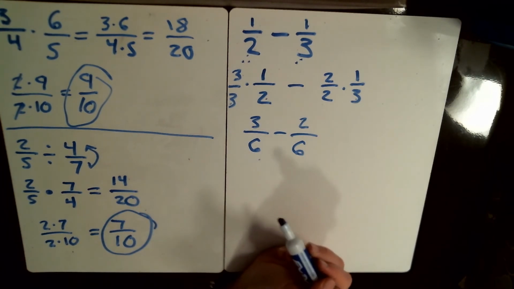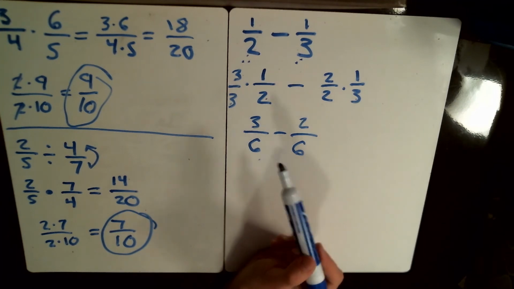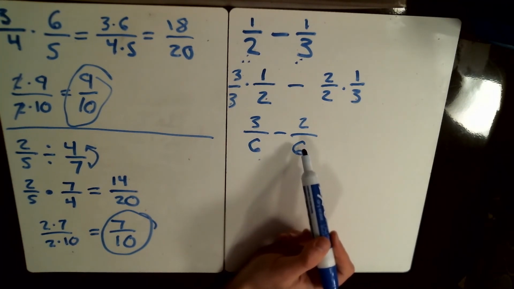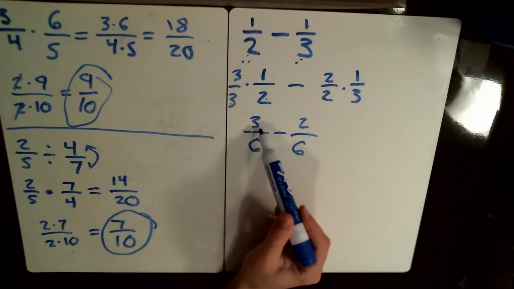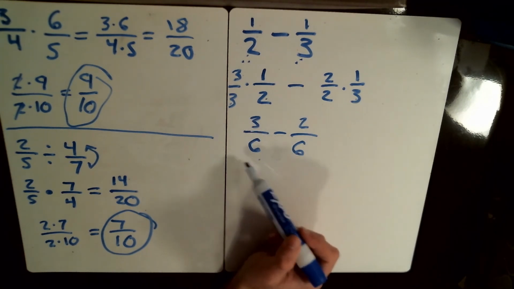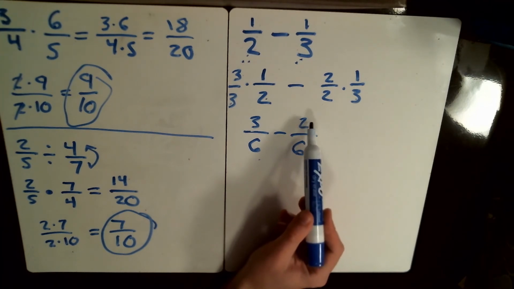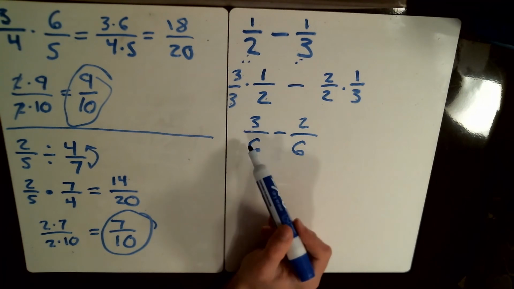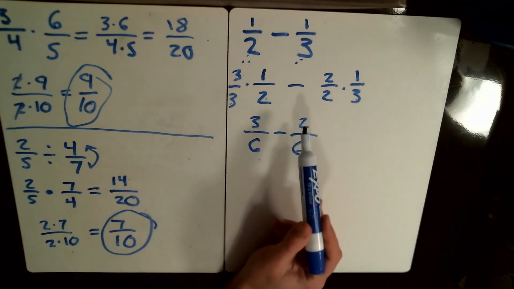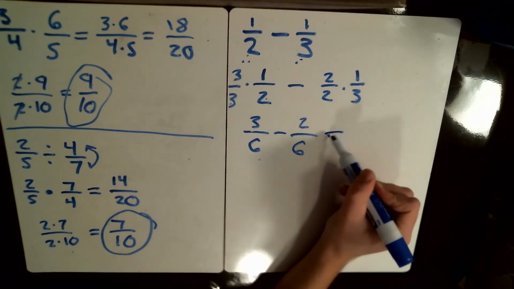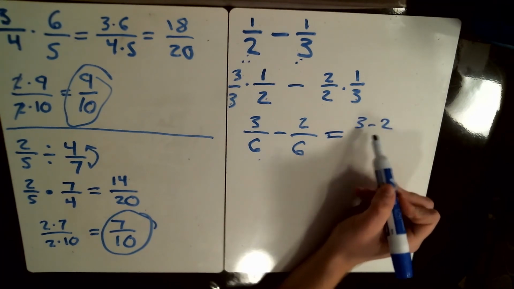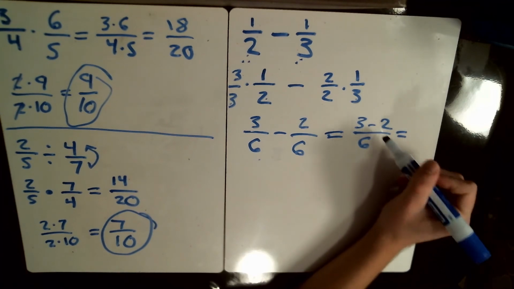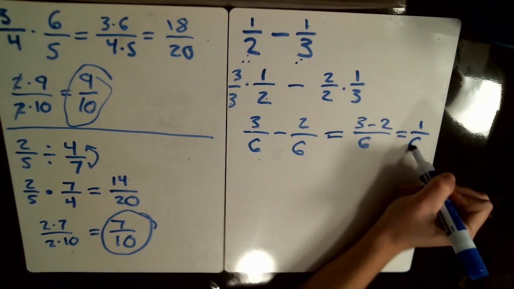So what do I need to do? Well, now these are both out of the same total pieces, right? So it's like I took 3 parts out of 6 equal pieces. I took 2 parts out of 6 equal pieces. So I'm taking those away from each other. So I have 3. I'm taking away 2. So you just do 3 minus 2, still divided by 6. Okay, you don't change that at all. And you just get 1 over 6.